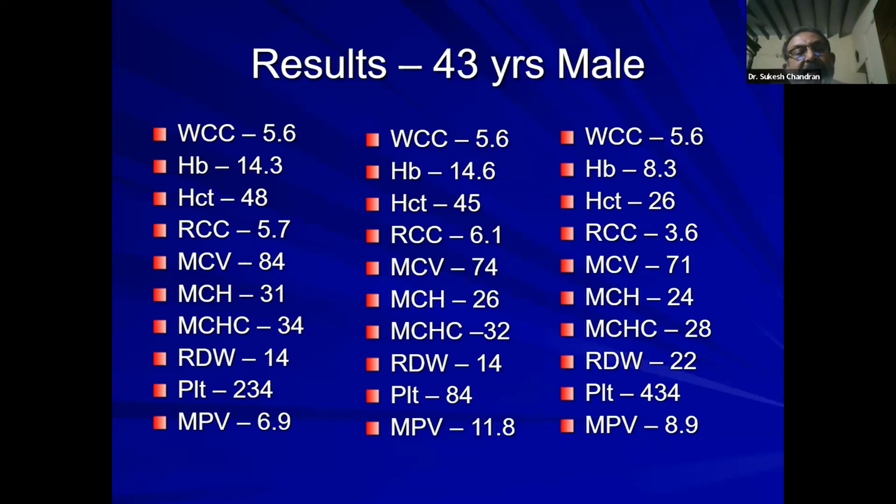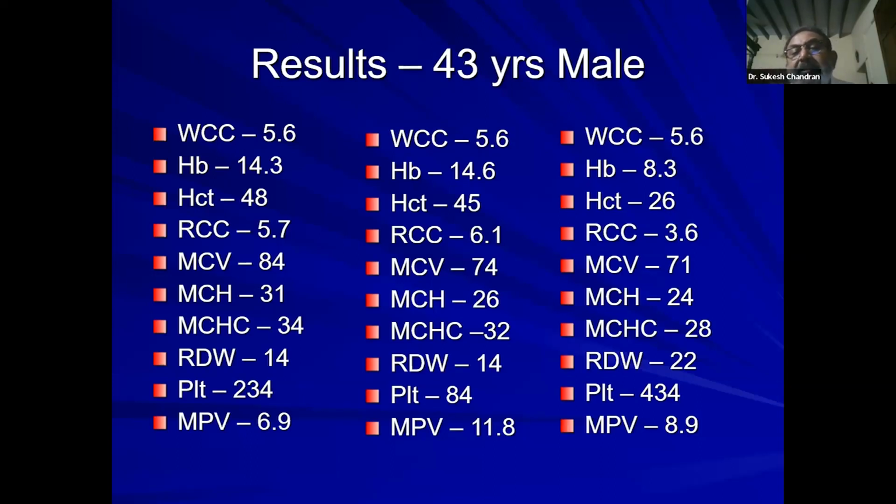I have got values on the first one. If you just scan through, everything looks normal. The hemoglobin, white cell count, MCV, RDW, platelet count, everything looks normal. Compared to the next person, who also has normal hemoglobin, but the MCV is low. The MCH is borderline or low. MCHC is fine. RDW is normal. Platelet count is slightly low, but the MPV is larger, more than 11.5. So that means there are giant platelets.